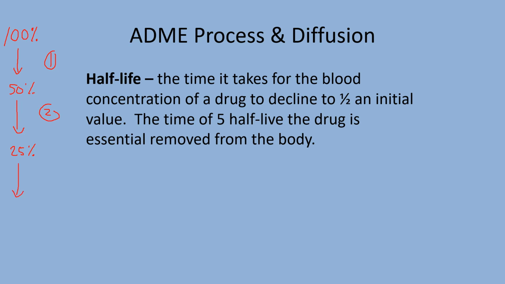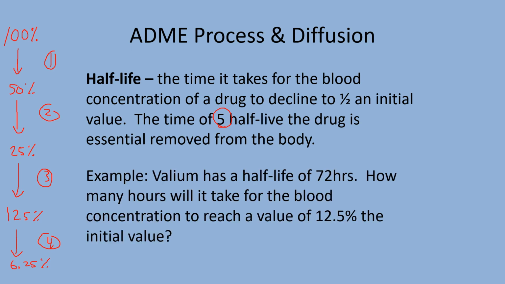What's half of 25? To get drug concentration down to 12.5%, it would take 3 half-lives. Right? To get it down to 6.25%, another half, it would take 4 half-lives. And if you go to the 5th half-life, they say, hey, the drug is pretty much out of your system. So that's how we determine when a drug is out of your system, after 5 half-lives.